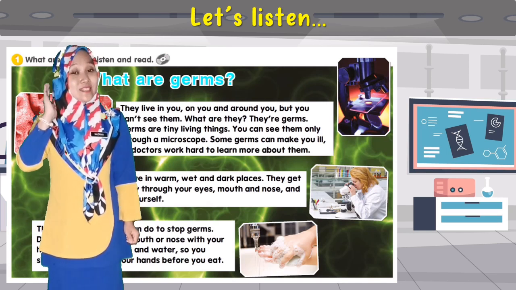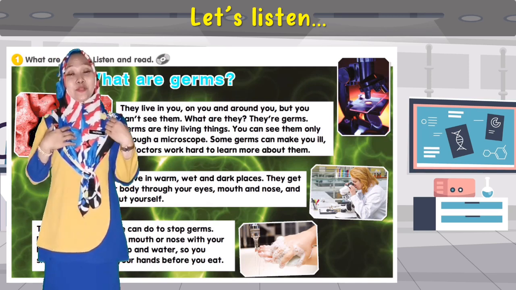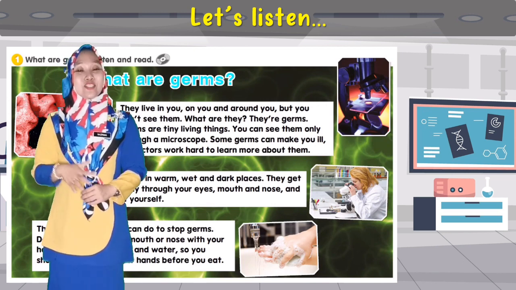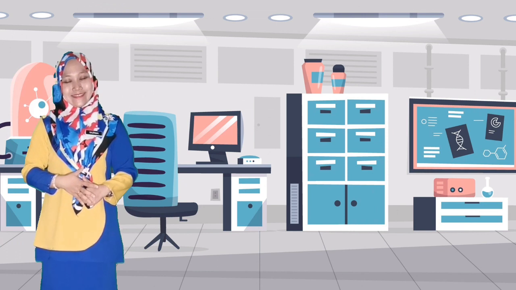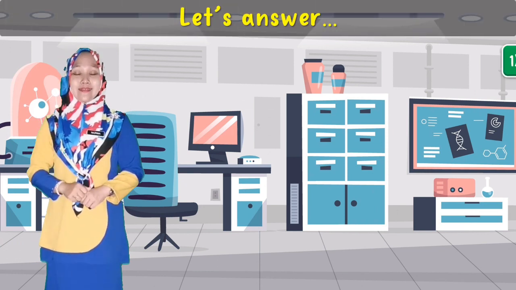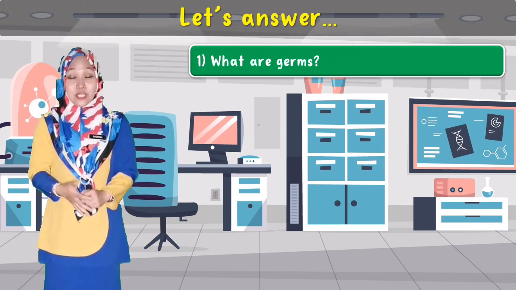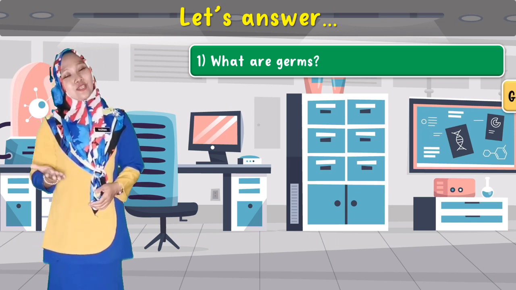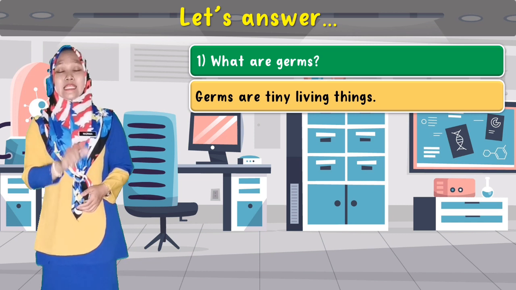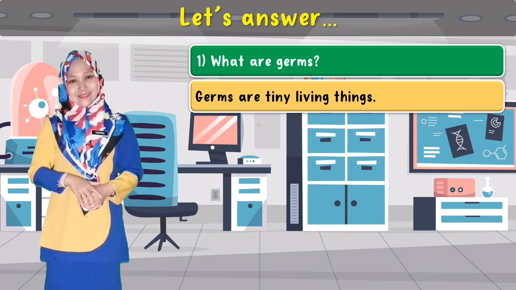Have you listened to the text? I hope you do so. Let us try to answer 6 comprehension questions. Question number 1. What are germs? The answer is, germs are tiny living things.